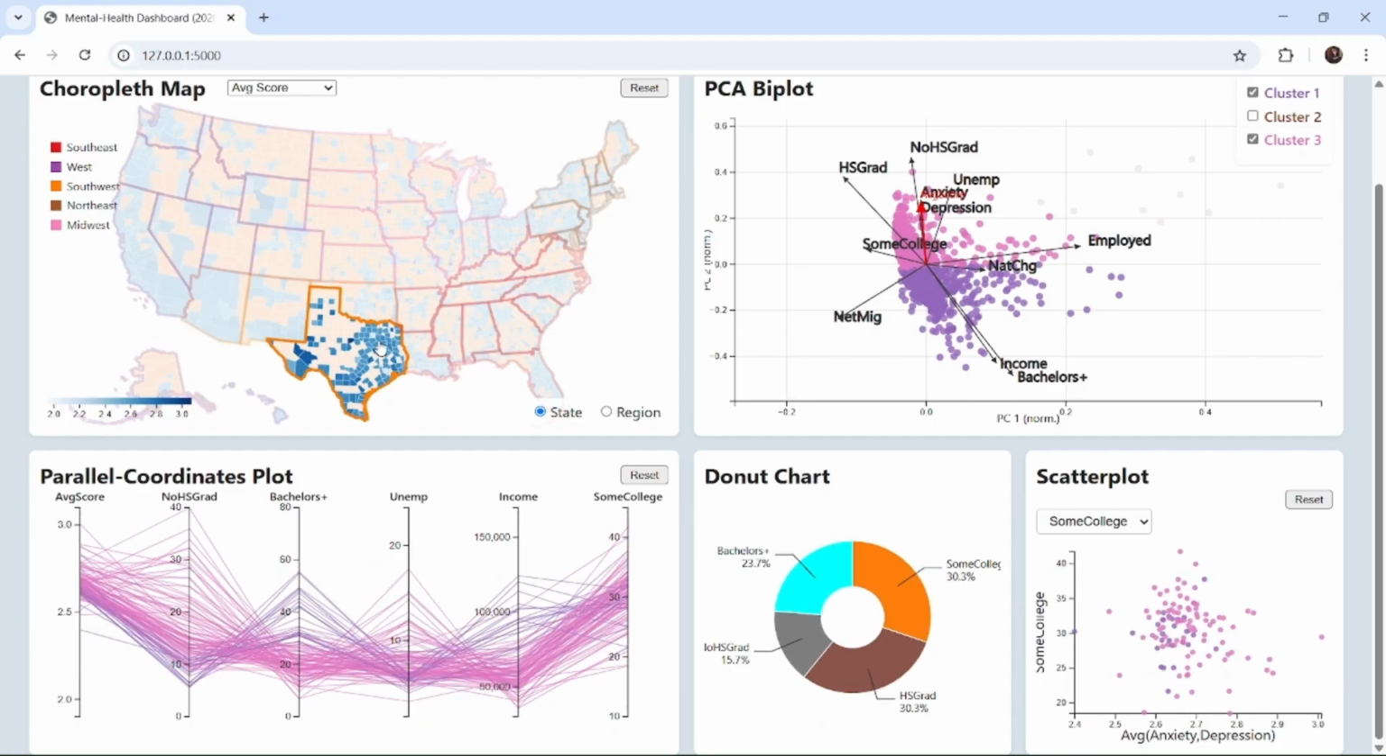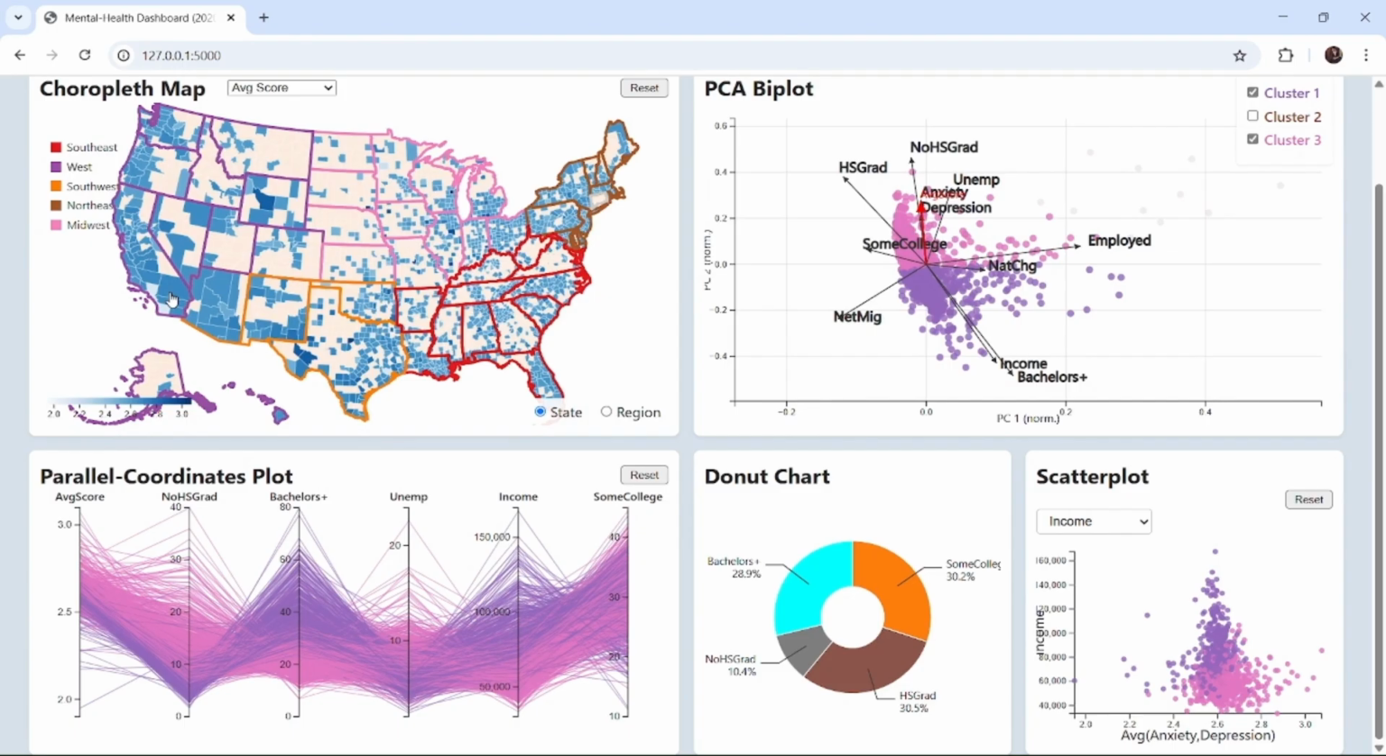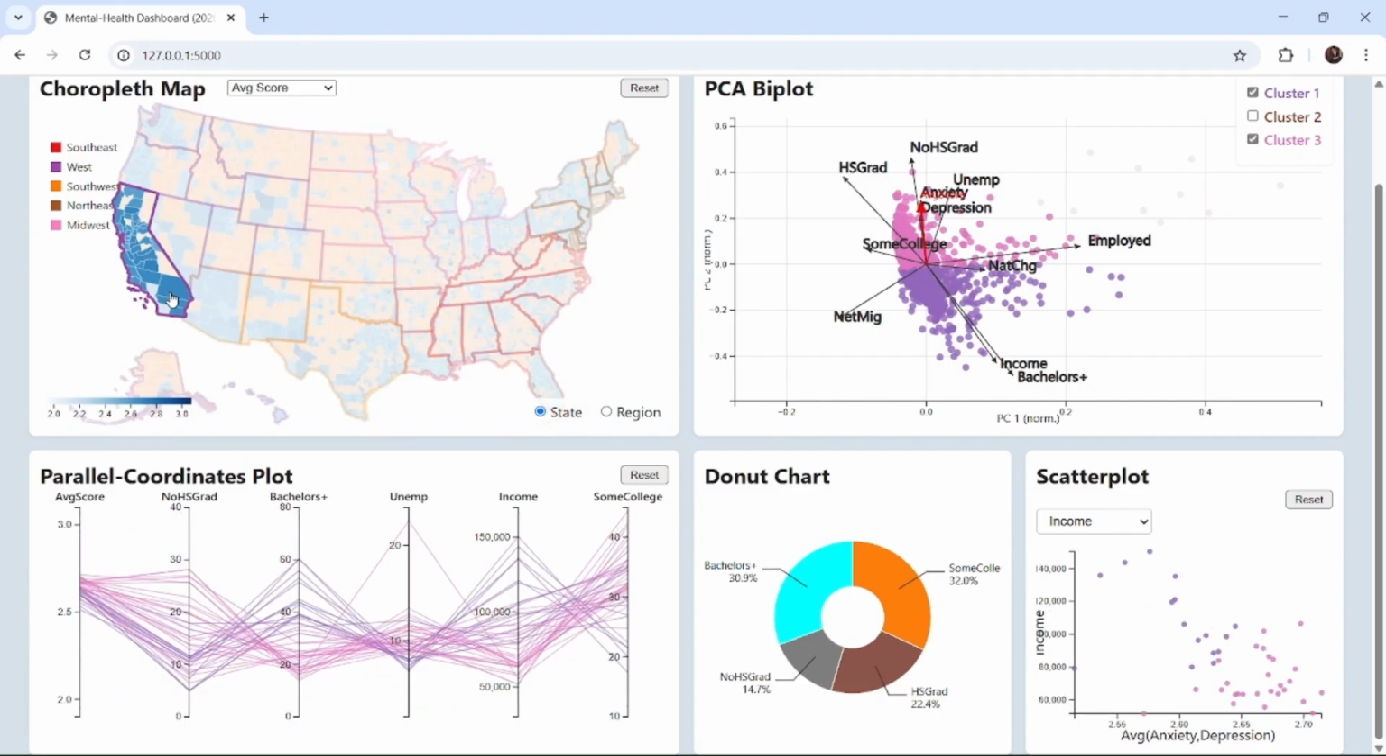We also noticed that in Texas, a lot of the counties fall in the vulnerable region compared to some of the other states. And if we look at the parallel coordinates plot, we can see that a lot of the counties in Texas are quite high in the percentage of population with no high school degree. If we look at California, where we have a lot of data points for the counties, we see a good mix of the pink and purple clusters.